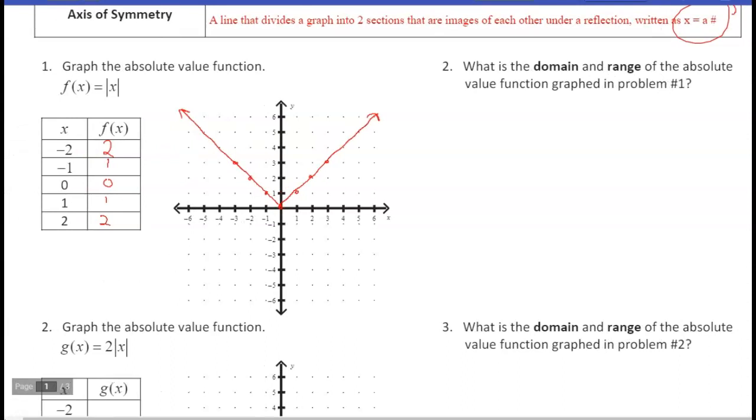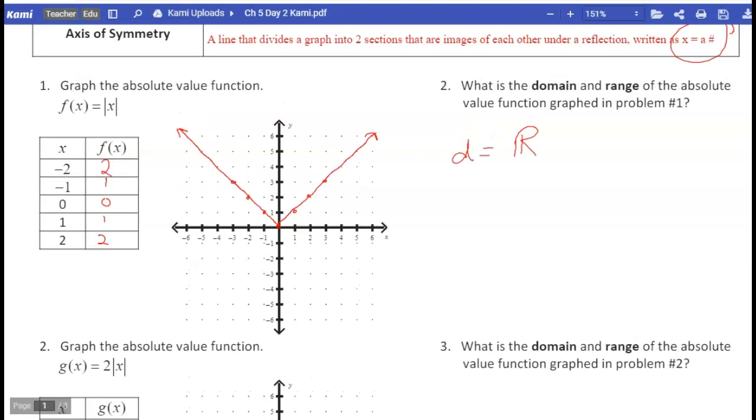All right, and it also asks you to identify the domain and range for problem number 1. So we're going to jump over here and do that. So what is our domain? Our domain is all real numbers. All right, and so what is all real numbers? All real numbers is just like anything you can put on a number line. So our x value could be absolutely anything over here.